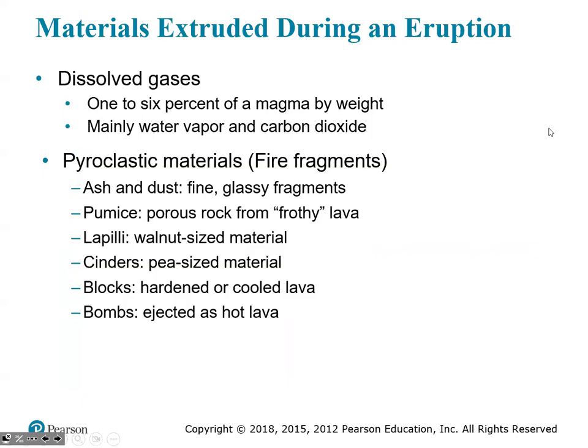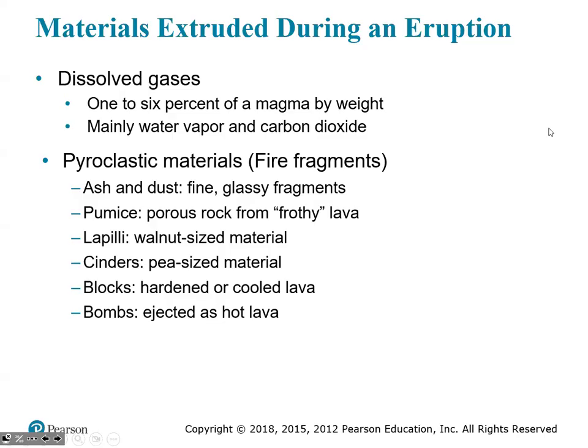Now, some of the things that come out during an eruption: dissolved gases make up 1 to 6% of magma by weight. Mainly water vapor and carbon dioxide are the most common gases. There are sometimes other things like sulfur and nitrogen compounds. So sometimes some really nasty stuff comes out, but it's mostly water vapor and carbon dioxide.